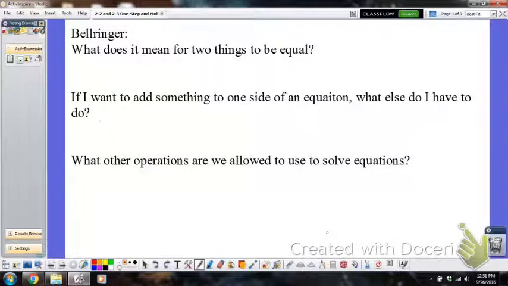Hey guys, this is your Chapter 2, Section 2 and 3 video for solving one-step and multi-step equations. Go ahead and pause the video and start working on your bell ringer. Whenever you're complete, unpause the video to get these solutions.